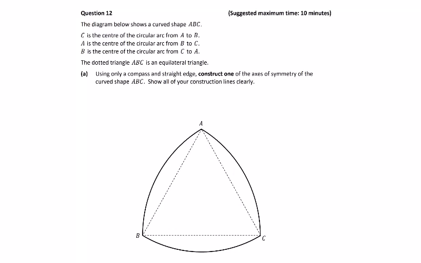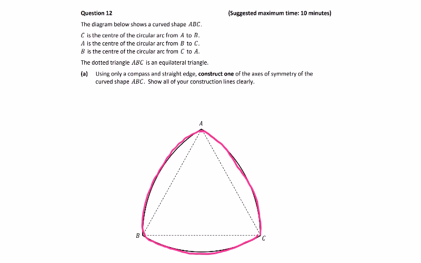Question 12, we have the diagram shows a curve shape ABC. A to B is this curve. It's not a circle. B to C is this curve. And C to A, or A to C. C is the center of the circular arc from A to B. Same with A and B.